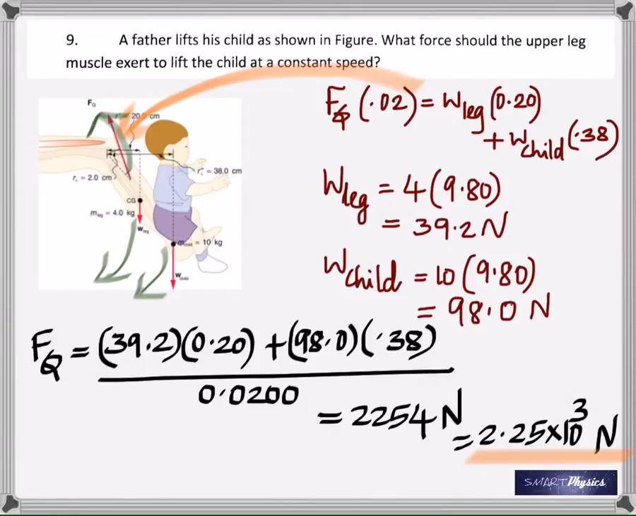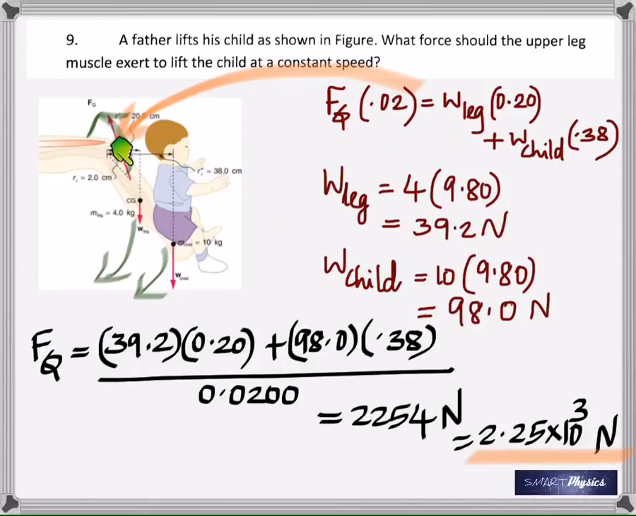Now, the labeling is not that clear, excuse me for that, but basically you see the two clockwise torques, the weight of the child and the weight of the leg, create the clockwise torques, while the force due to the muscle creates the counterclockwise torque. So that's what you see here. The weight of the leg multiplied by the distance, which is 0.2, plus the weight of the child multiplied by 0.38. You can make out the distances here, 0.38, 0.2. Obviously, these are in centimeters.